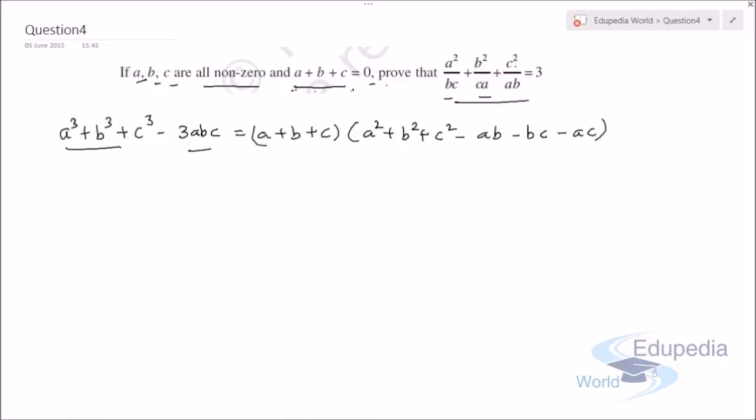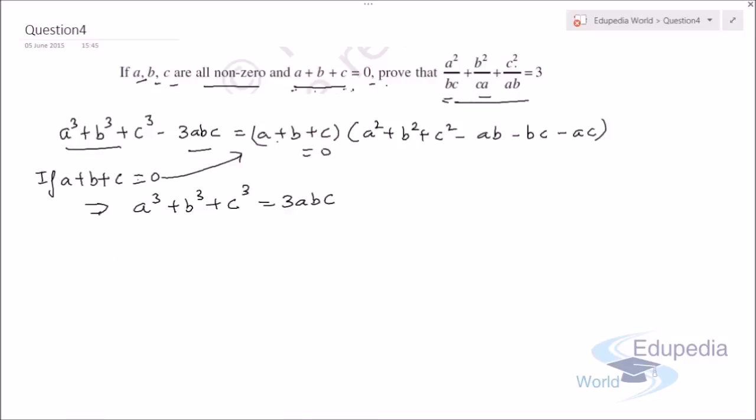Because we are given that a plus b plus c equals 0, we can use the special note of this identity. Now what is the special note of the identity? If a plus b plus c equals 0, then a cube plus b cube plus c cube equals 3abc. How? Because when we put 0 over here, anything multiplied with 0 will be equal to 0, so the answer will come out automatically.